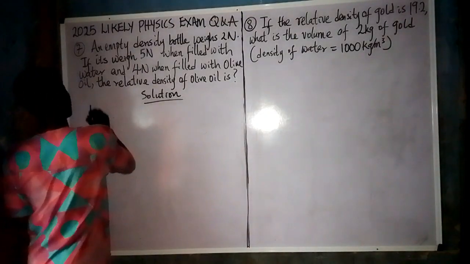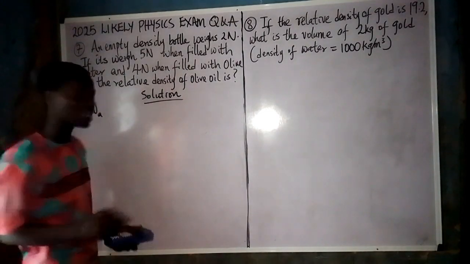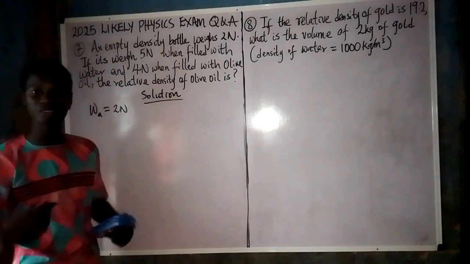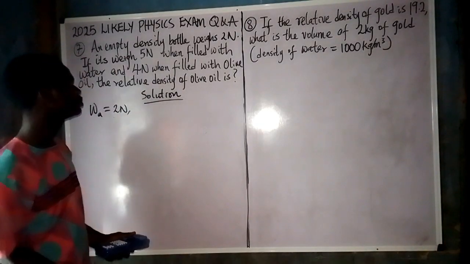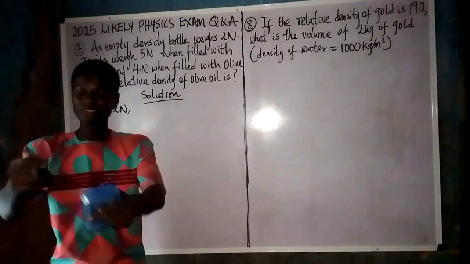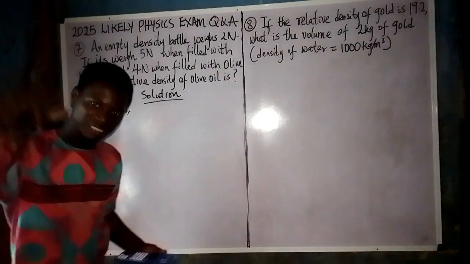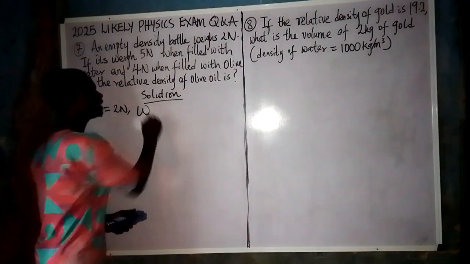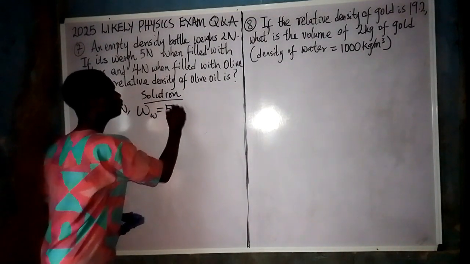Okay, so we can say the weight of the empty bottle, or weight with just air, is what? 2 Newton. You can just say weight of empty bottle if you want to be easy. Now they said it weighs 5 Newton when filled with water. So the bottle was empty, then they started adding water to fill it up to the brim, and then weighed it again. This time around it is 5 Newton. So what is now the weight of the bottle with water inside? They said 5 Newton.